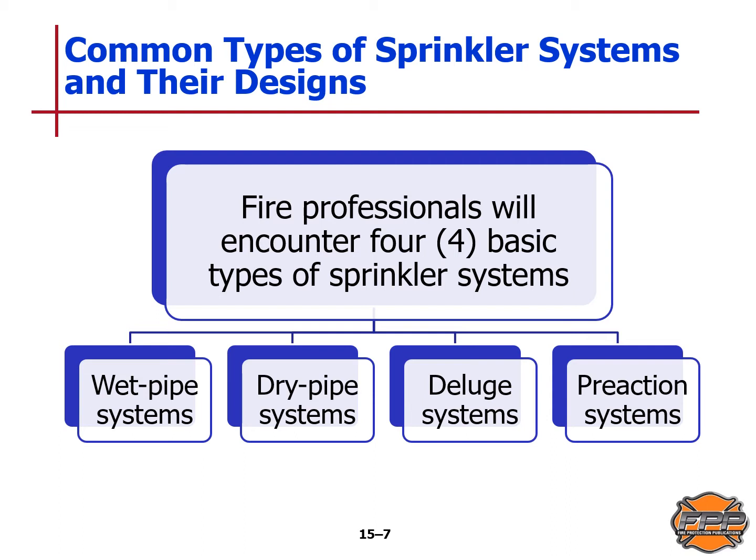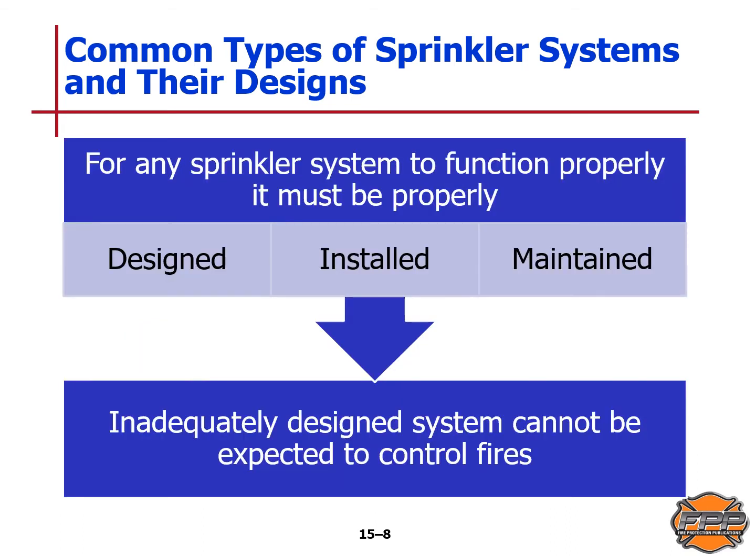The common types of sprinkler systems and their designs. Fire professionals will encounter four basic types of sprinkler systems: a wet pipe system, a dry pipe system, a deluge system, and a pre-action system. For any sprinkler system to function properly, it must be designed correctly, installed correctly, and of course maintained correctly. Inadequately designed systems cannot be expected to control fires.